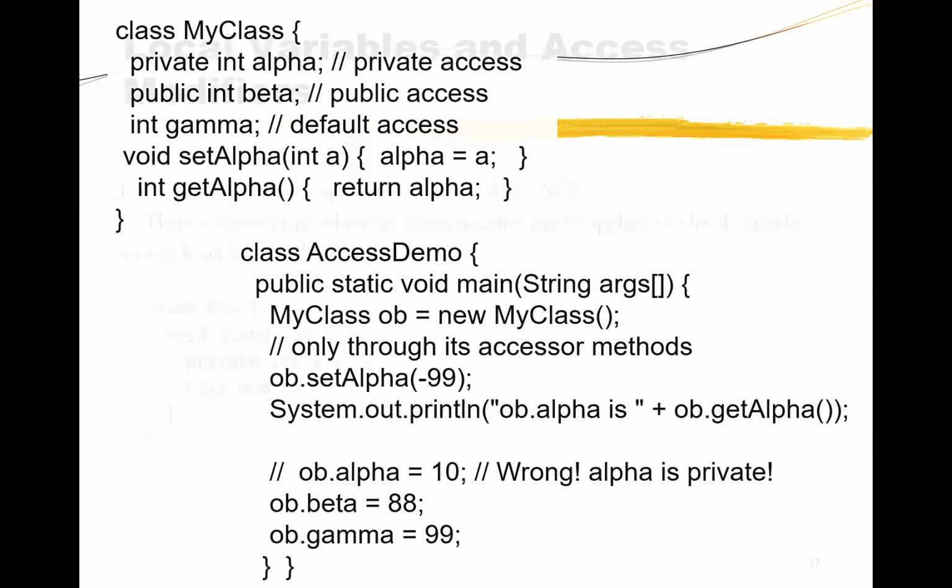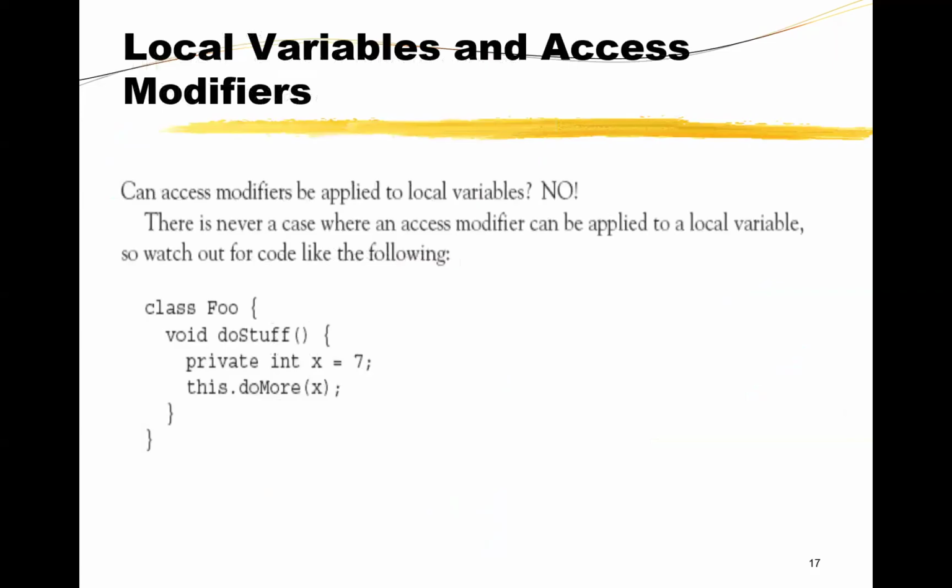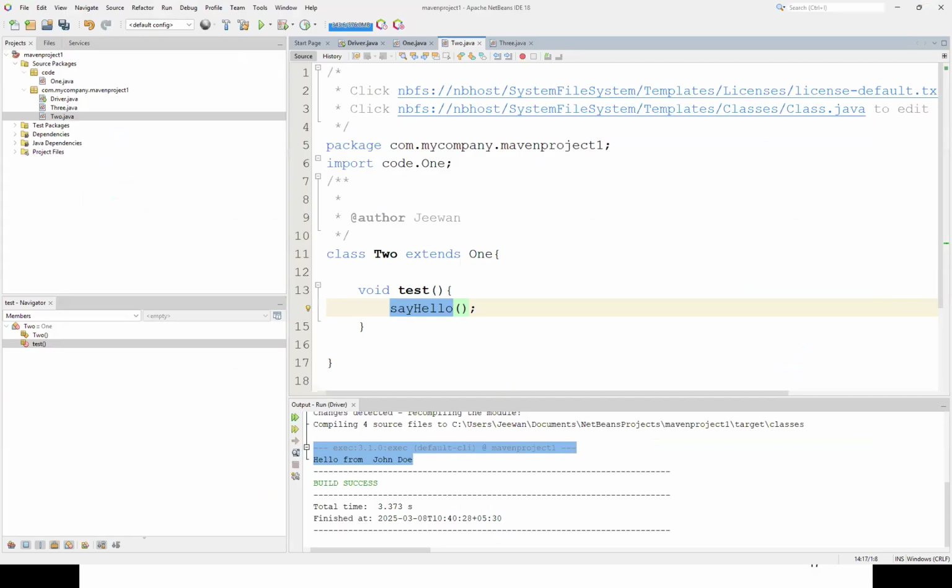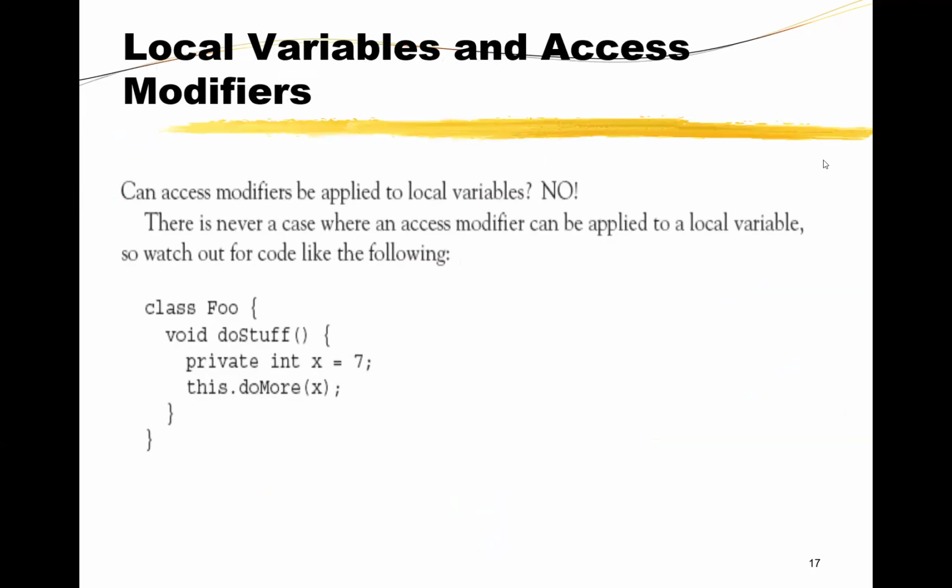Right. Then local variables and access modifiers. Now remember, we have been talking about access modifiers. Access modifiers can be assigned to the instance variables and the methods inside the class. That means instance variables and the methods.